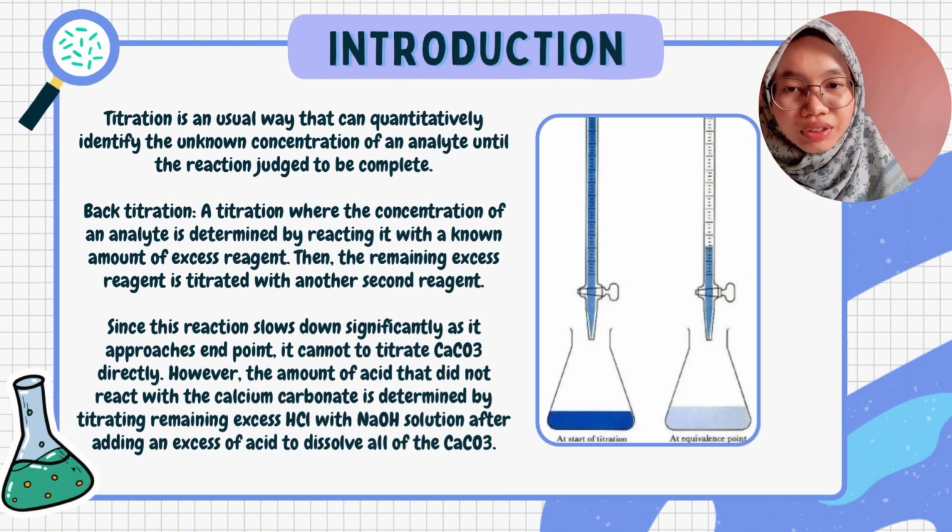Since this reaction slows down significantly as it approaches the endpoint, it cannot be used to titrate calcium carbonate directly. However, the amount of acid that did not react with the calcium carbonate is determined by titrating the remaining excess hydrochloric acid with sodium hydroxide solution, after adding an excess of acid to dissolve all the calcium carbonate. The amount that the calcium carbonate uses is equal to the difference between the amount of hydrochloric acid that was initially added and the amount that is left over after the reaction.